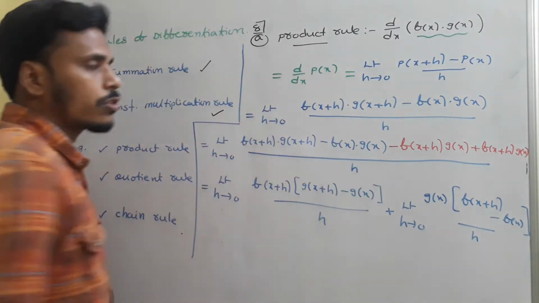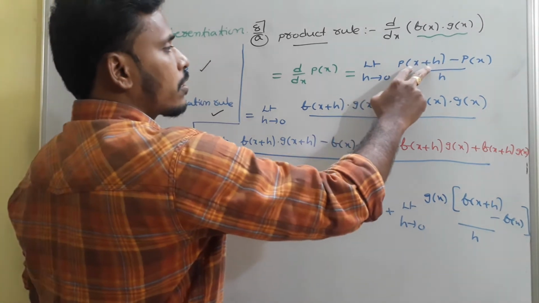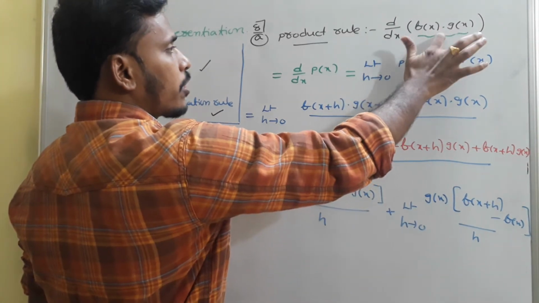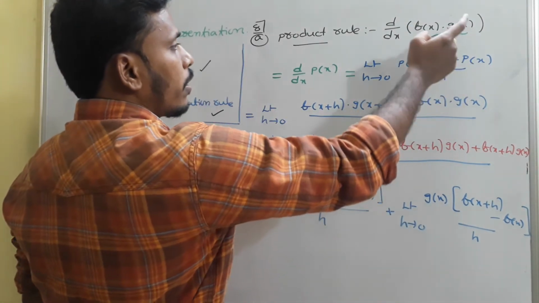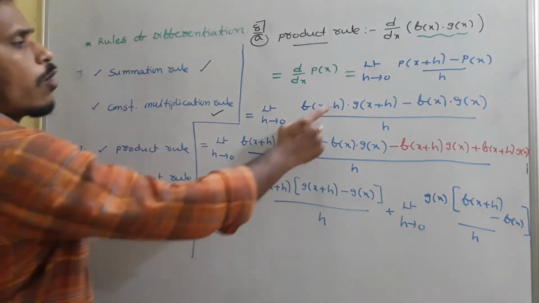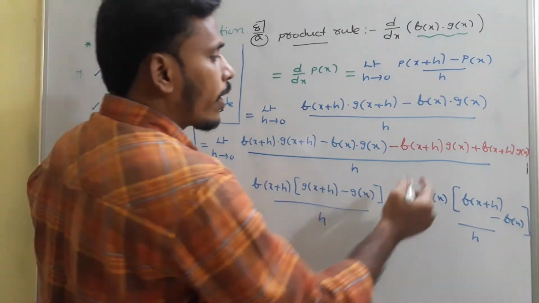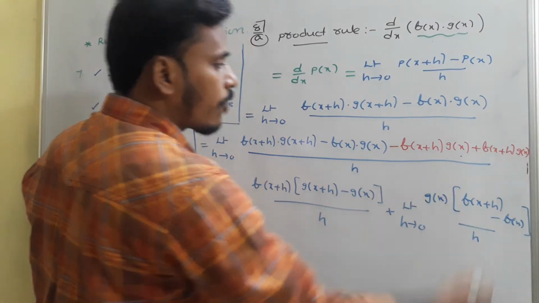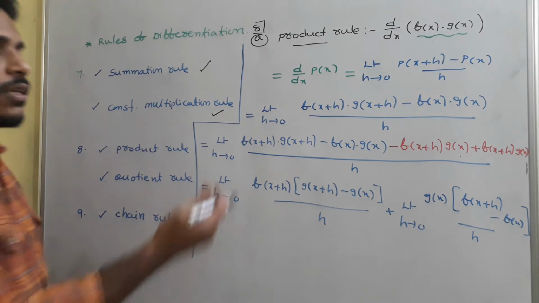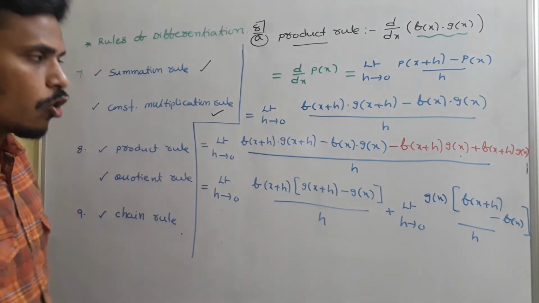So this is the answer. And now this p of x plus h is nothing but replacing x with x plus h here, and p of x is simply replacing x there. So now for this difference, I am just adding this f of x plus h into g of x, and subtracting f of x plus h into g of x. Just subtract that and then add that, no problem, right?